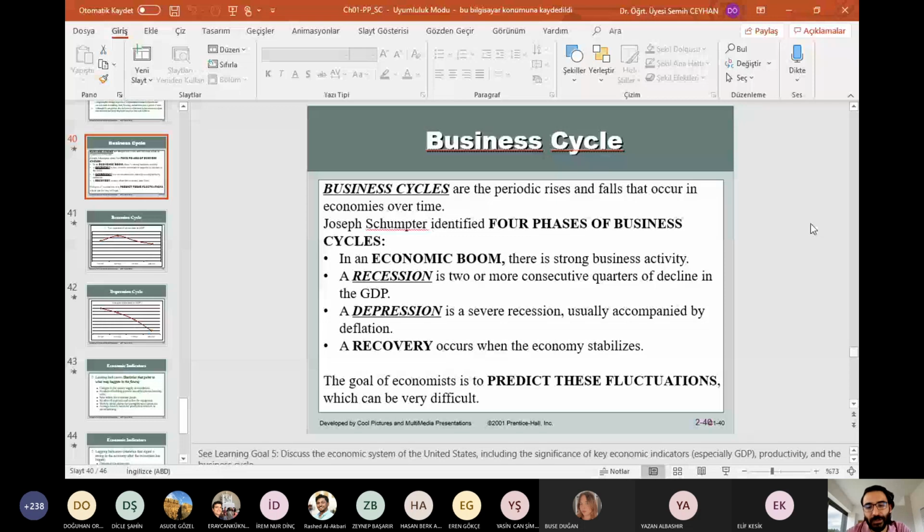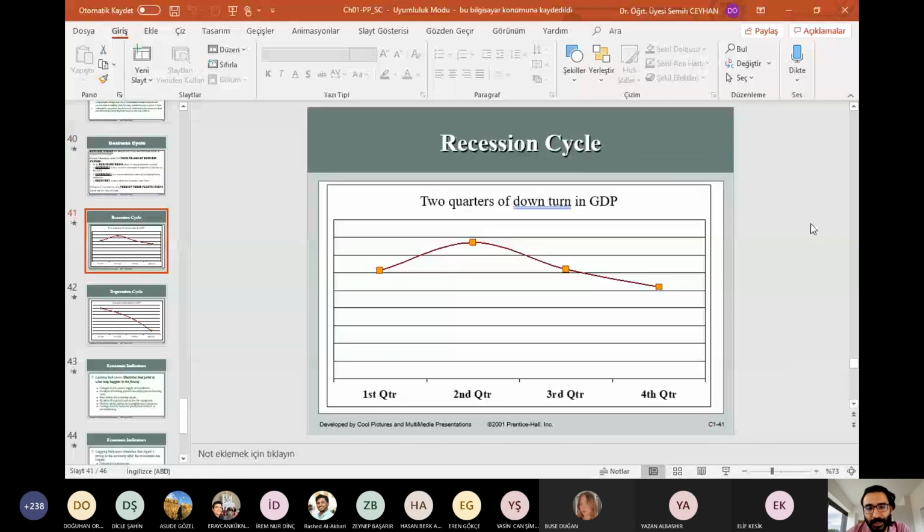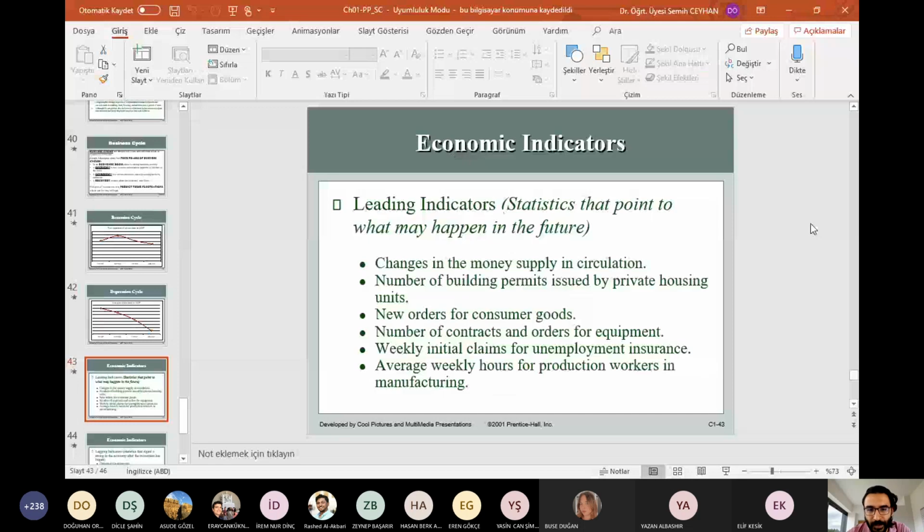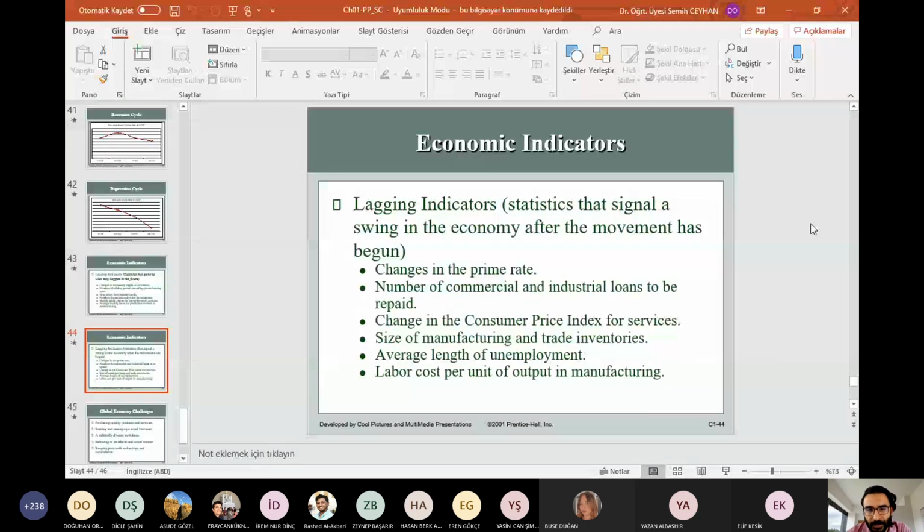Okay, so you can see a recession cycle. In the first quarter, you are good. Second quarter, you are good. But in the third and fourth quarters of the year, you have a downturn in your GDP. It's a recession. It's a depression. It's a major downturn. Okay. And these are not that important.